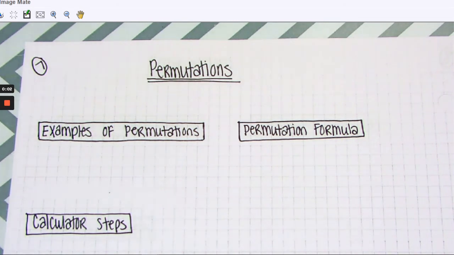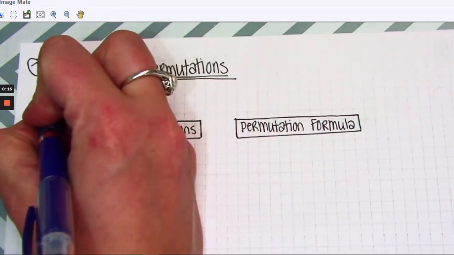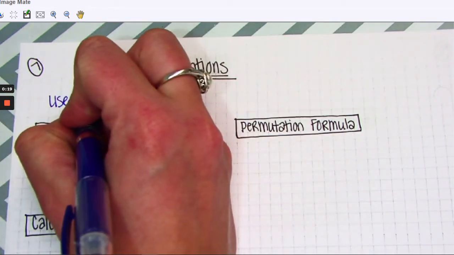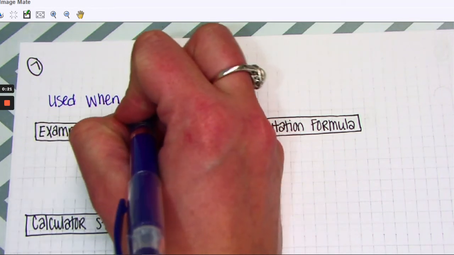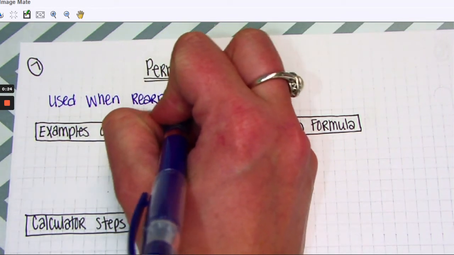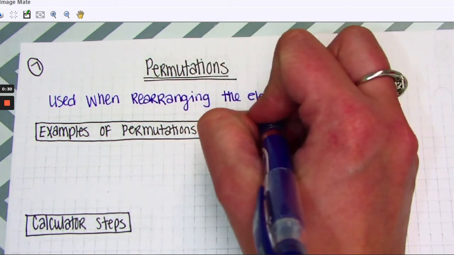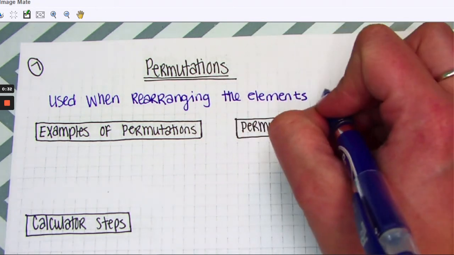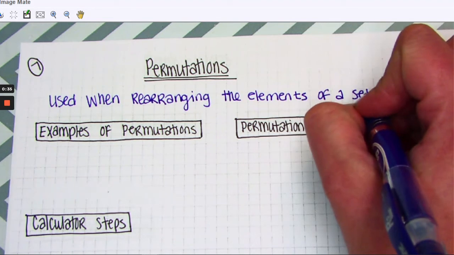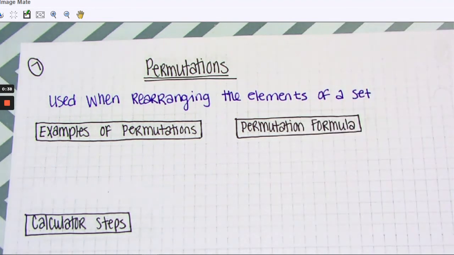Okay, it's called a permutation. We are going to do combinations probably tomorrow. So a permutation is something where order matters. It is used when rearranging the elements of a set, and a set just means group. So a permutation is used when you are rearranging elements of a set.